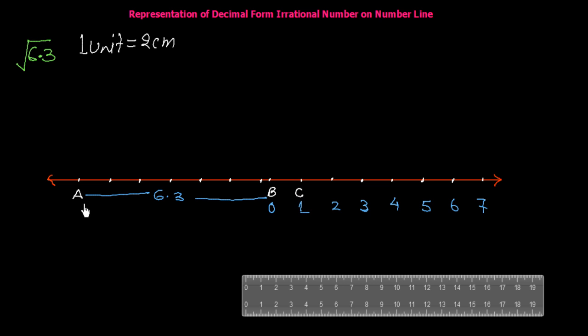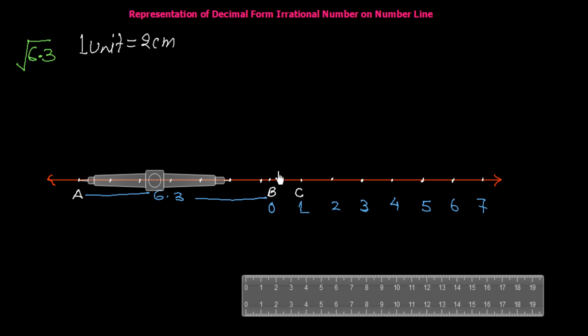Now what we have to do is find the perpendicular bisector of AC. For this, we need a compass to make the perpendicular bisector of AC. So I put it here and take a distance of more than half of this AC. AC, in centimeter form, is 12.6, but in unit form it is 6.3.